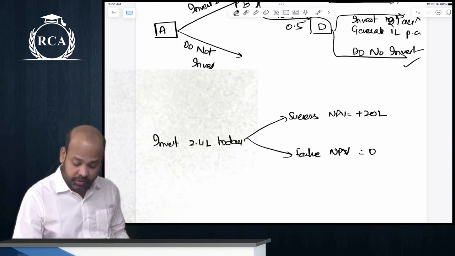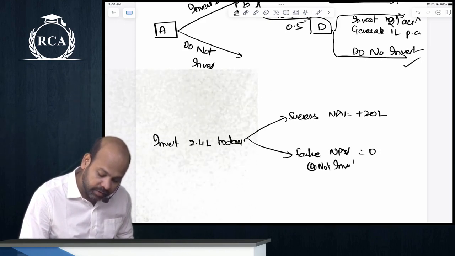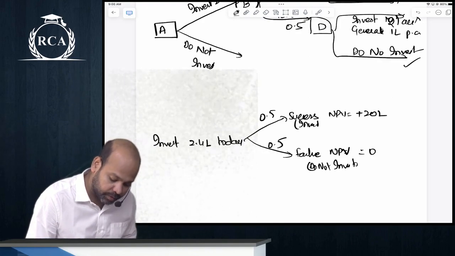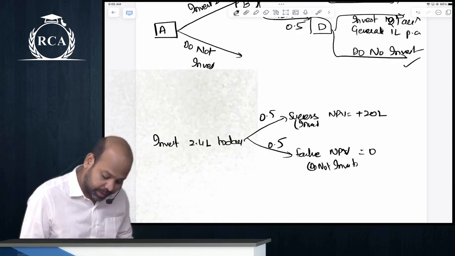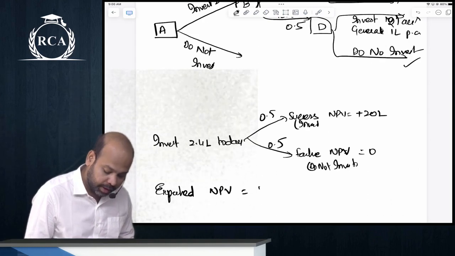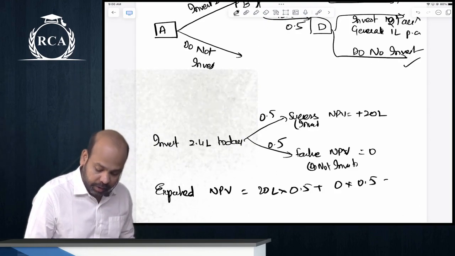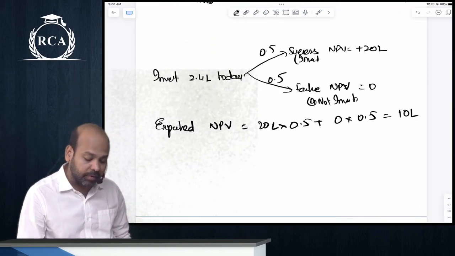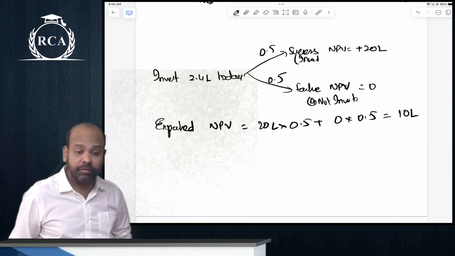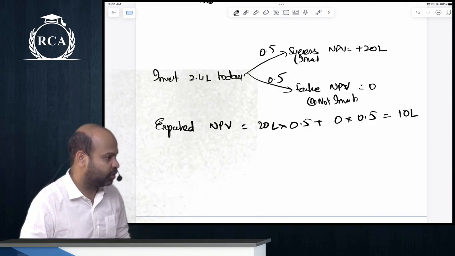We are under no obligation, because what did we select here? If it's a failure, do not invest. If it's a success, what did we choose? Invest. So this is 0.5, 0.5. So what will be your expected NPV, guys? You will write 20 lakhs into 0.5 plus 0 into 0.5. कितना हो जाएगा? 10 lakhs. So by investing 2.4 lakhs, you are expected to generate an NPV of 10 lakhs. Therefore, we should invest 2.4 lakhs in that pilot run जो भी है, beta, today.